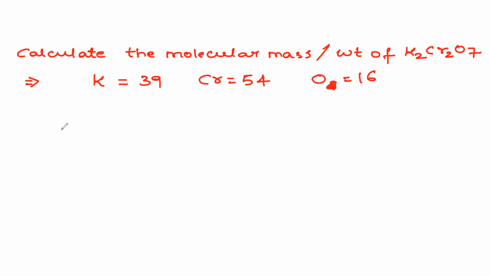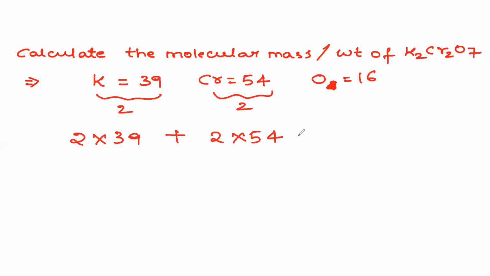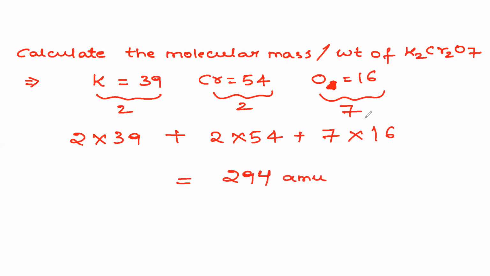So how many potassiums in potassium dichromate? We have 2 potassiums. So the answer is equal to 2 into 39 plus chromium, whose mass is 54 and it has 2, so 2 into 54, plus oxygen 16, but we have 7 here, so 7 into 16. So in total it comes to around 294. In this way you will find the molecular mass of a compound: 294 AMU.